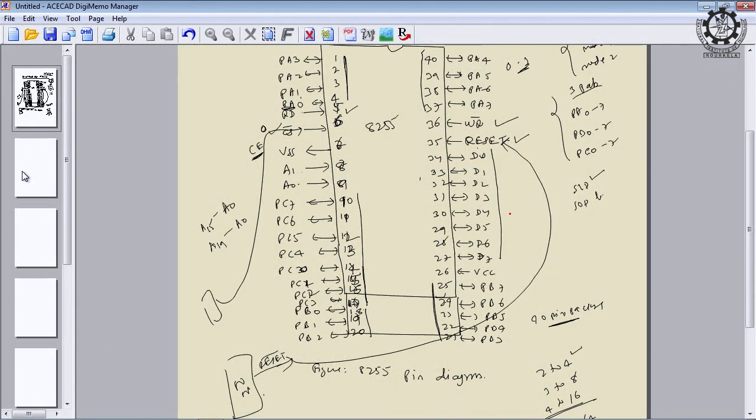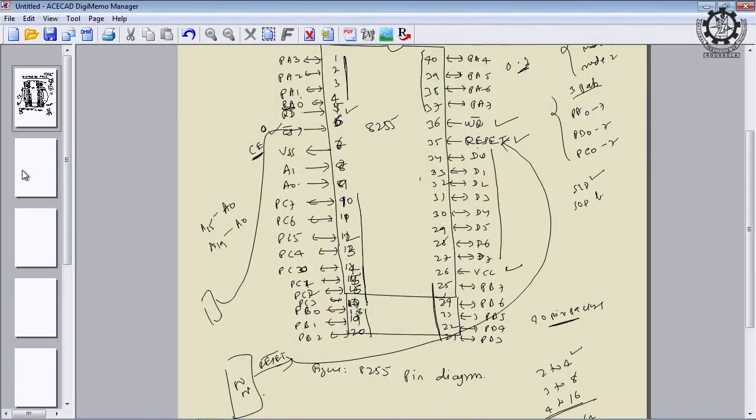Now, coming to data lines. Ports can be used for transferring the data, but these 8 data lines are directly connected to the 8085 multiplexed address data bus, that is D0 to D7. Because unless they are connected physically, we cannot program 8255, or 8255 cannot work according to the control word. The information loaded in the control word will work only when there is a physical connection between 8085 and 8255. So, this is what we are discussing about the physical connection between 8085 and 8255.